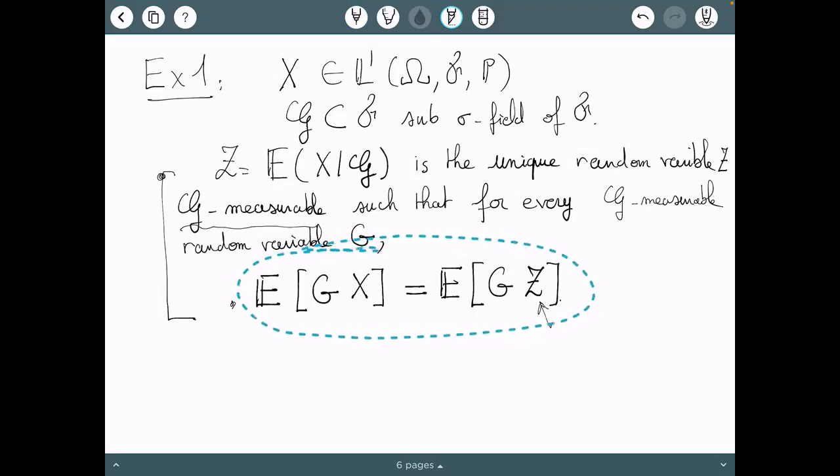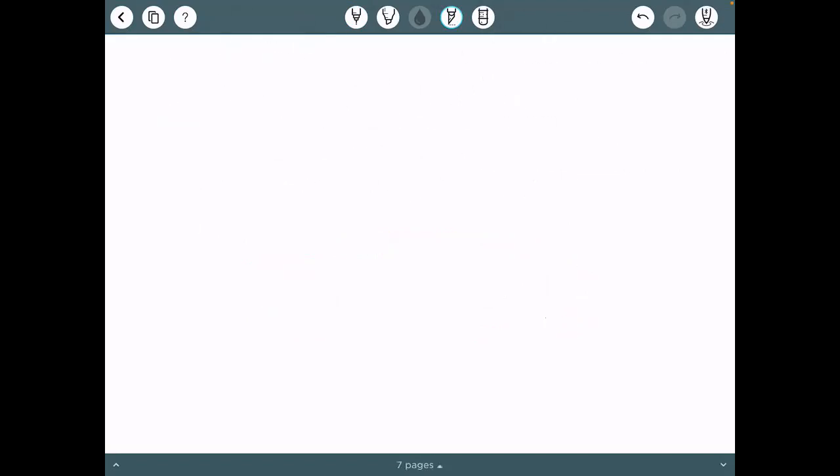And so this is the definition of conditional expectation. And then there are many properties of the conditional expectation. So maybe I have to list them just to refresh the memory. First, the conditional expectation is linear, which is very important.